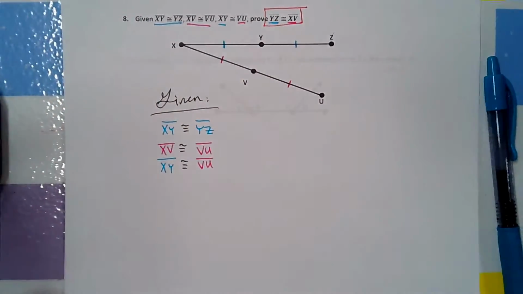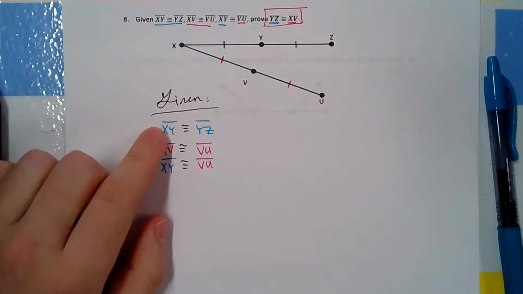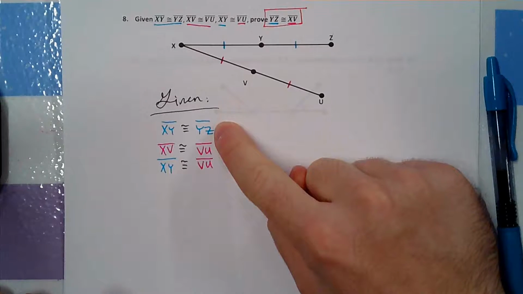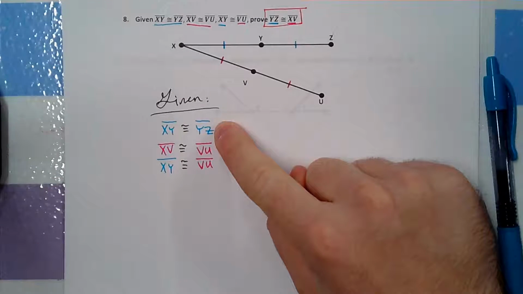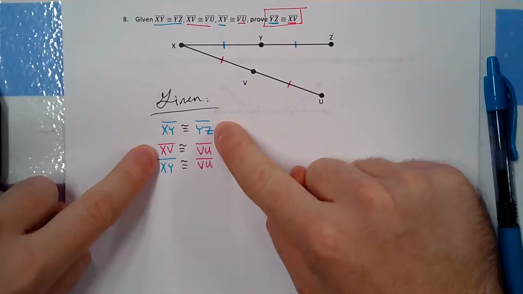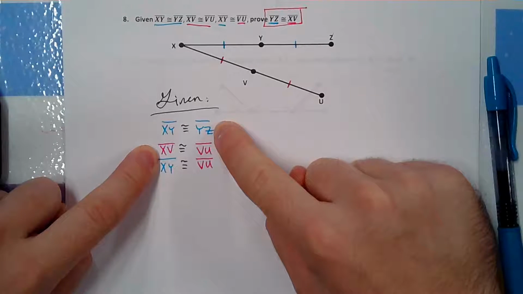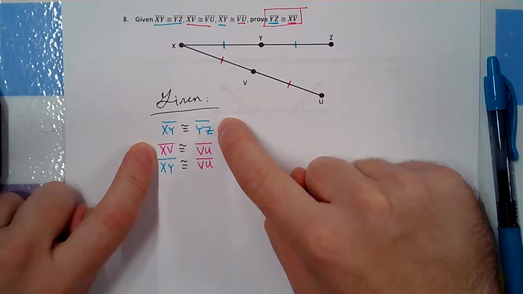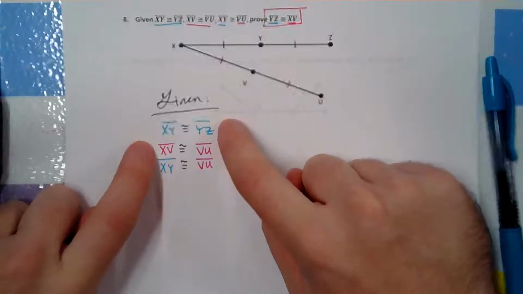So we're given this stuff. Do we have YZ and XV together already? Here's a YZ, but no XV. Here's an XV, but no YZ. So they're in separate equations. We need to get them in the same room together. So how do we do it?